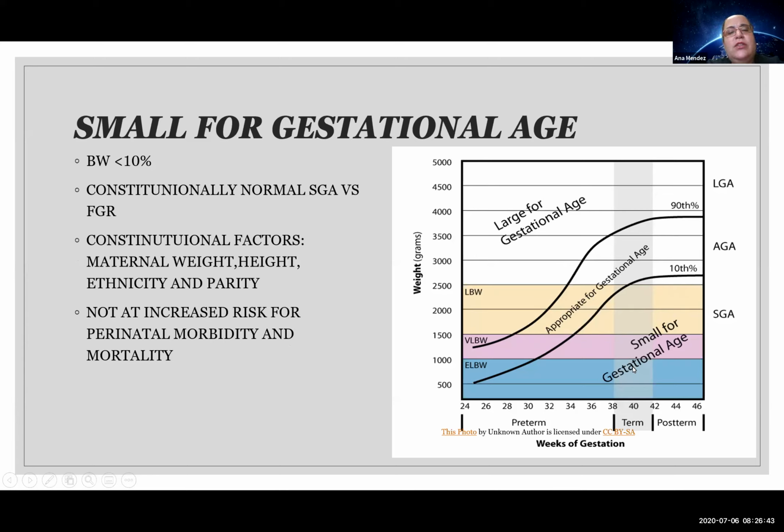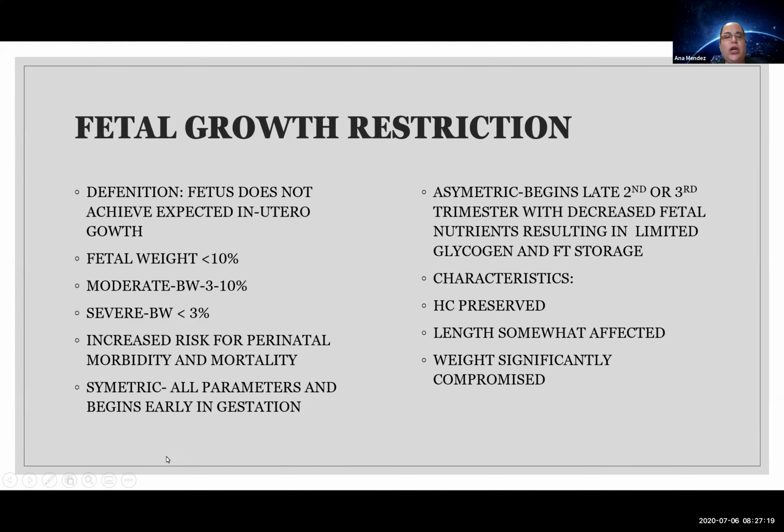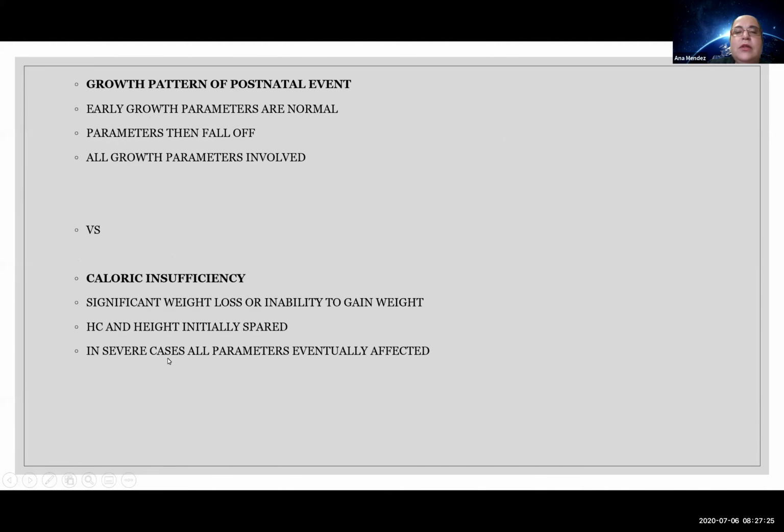Constitutionally normal small for gestational age versus being fetal growth restricted, right? So constitutional factors, maternal weight, height, ethnicity, and parity you take into account for just being small for gestational age without being fetal growth restricted. If the kid is not fetal growth restricted and it's just small for gestational age because of these factors, then they're not at risk for perinatal morbidity or mortality, unlike the kids who are fetal growth restricted, who are at risk for perinatal morbidity and mortality.